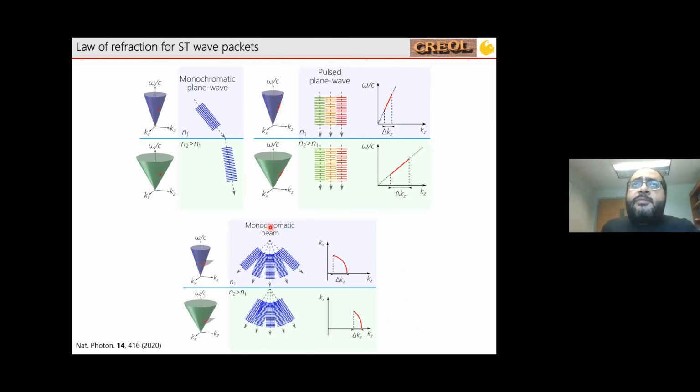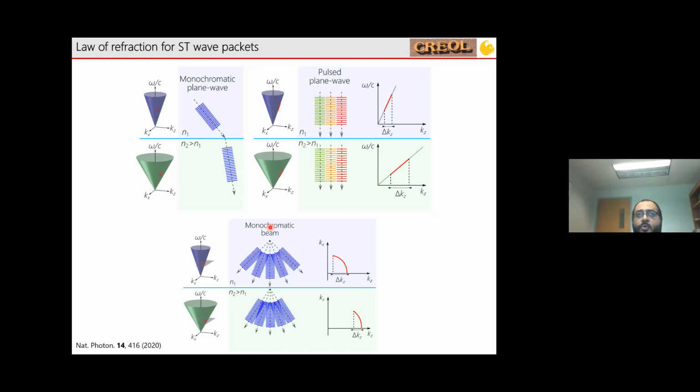Now, this is at the level of propagation in free space. So how would these wave packets interact with matter? What I would like to convince you of today is that we need to rethink all our rules of thumb in optics once the spatial and temporal degrees of freedom are associated with each other in a precise manner.